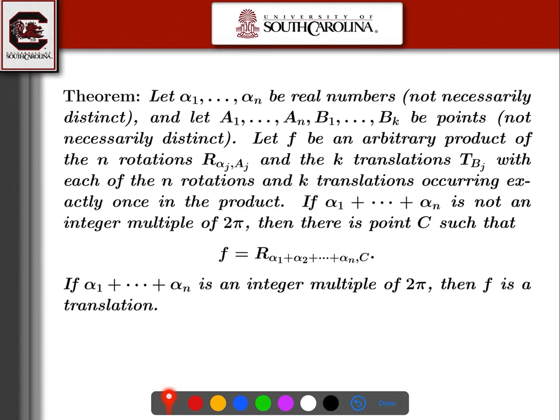Then the product of those rotations and translations will be a rotation about some point by the sum of the angles, provided the sum of the angles is not an integer multiple of 2 pi. And if the sum of the angles is an integer multiple of 2 pi, then f is a translation. Now this theorem follows from the previous theorem if you look at what we did for homework 7. So in homework 7, we saw that we could rewrite a translation as a product of two rotations. So if I take each of these translations we had and rewrote them as products of rotations, then this f we're defining here would actually be just a product of rotations. And so we could use that. So you'll have to look back at what the rotations were and such, but that's what's happening there.